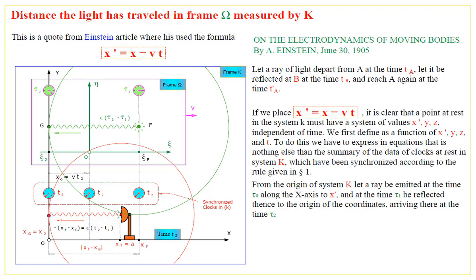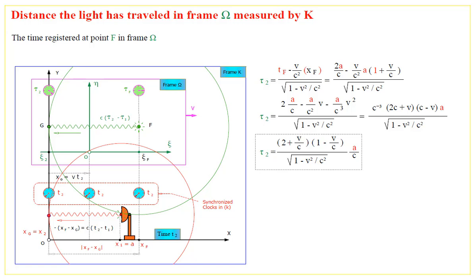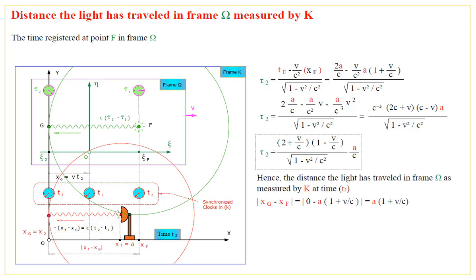This is a quote from Einstein's article where he used the formula x prime equals x minus v times t. On the Electrodynamics of Moving Bodies by Albert Einstein, June 30, 1905. The time registered at point F in frame omega. Hence, the distance the light has traveled in frame omega as measured by k at time t2.